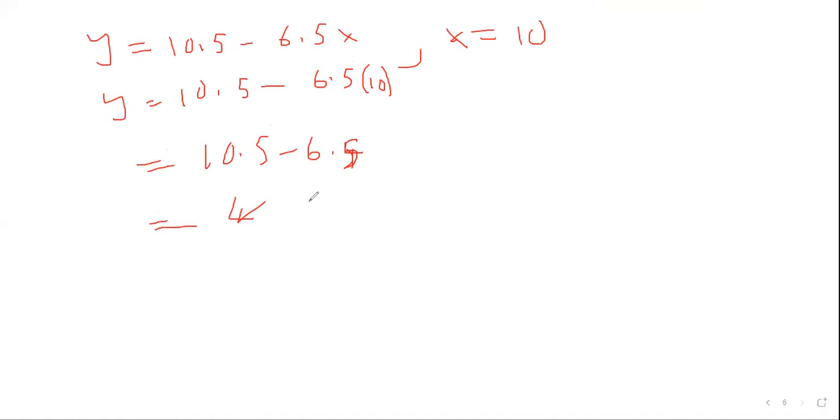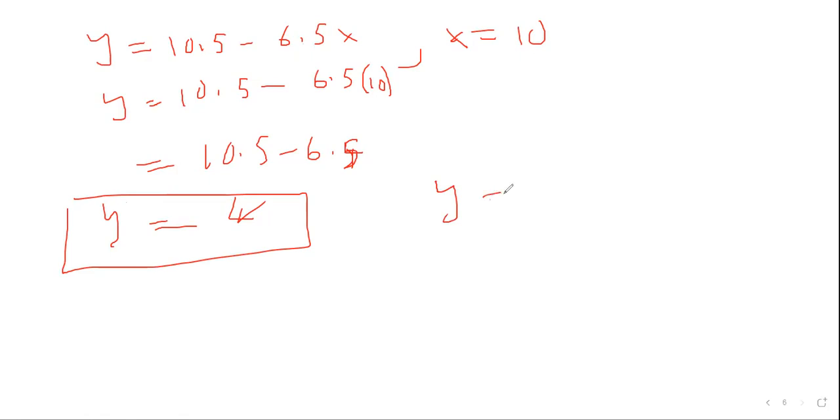Give you a 4. So y is equal to 4. The regression is able to help you predict, for instance, if you're dealing with demand and supply, if you increase your price to 10 kwacha, how many sales are you going to make? Maybe you're going to make 4,000 kwacha. So if you want, you can even sketch this graph.